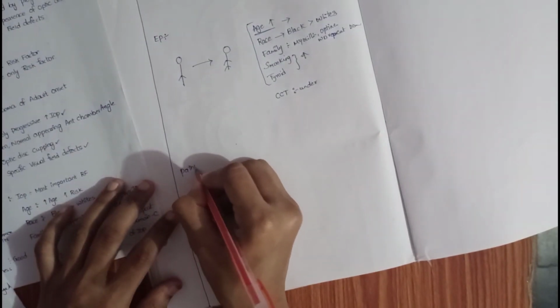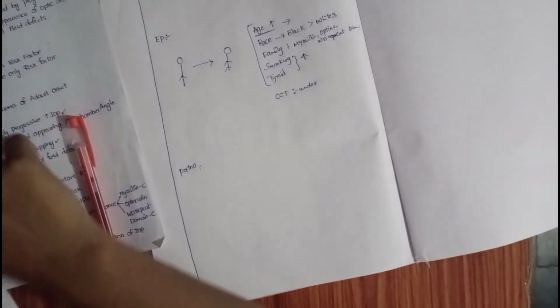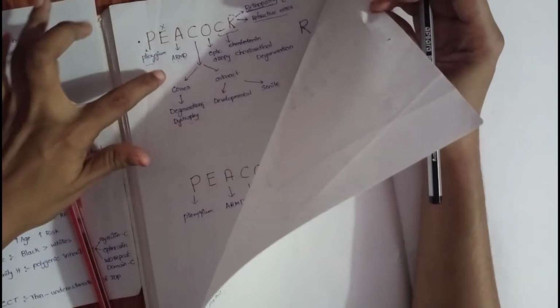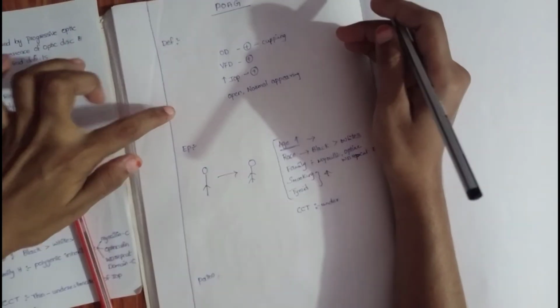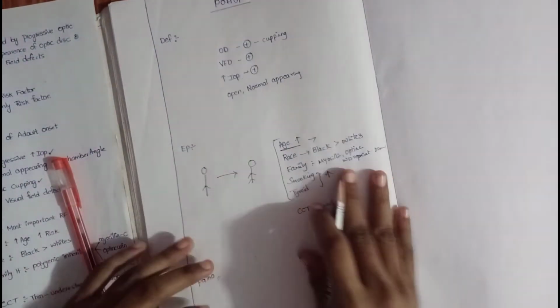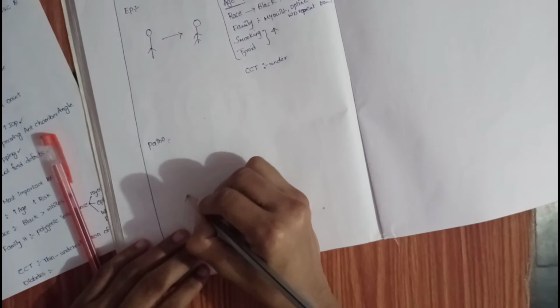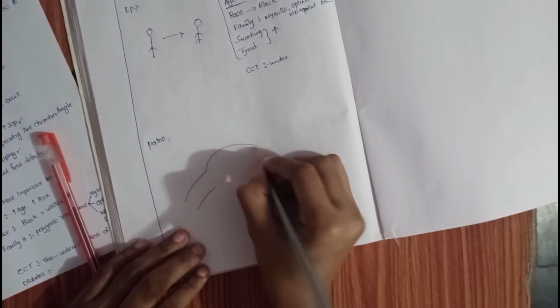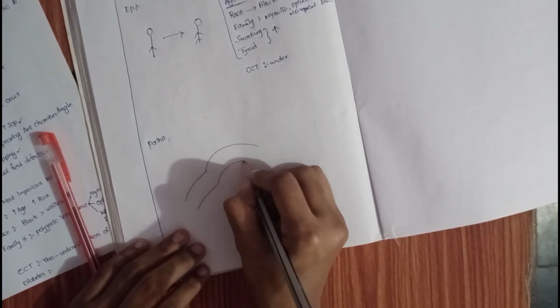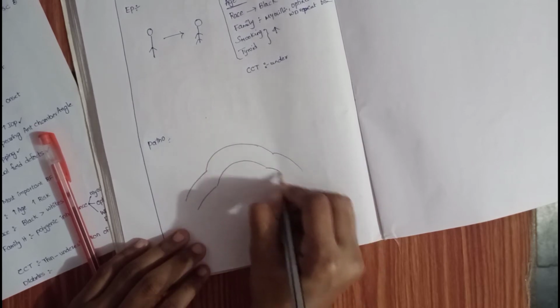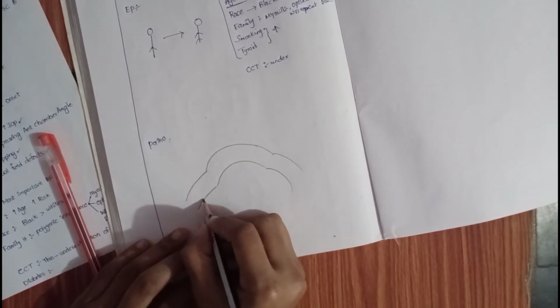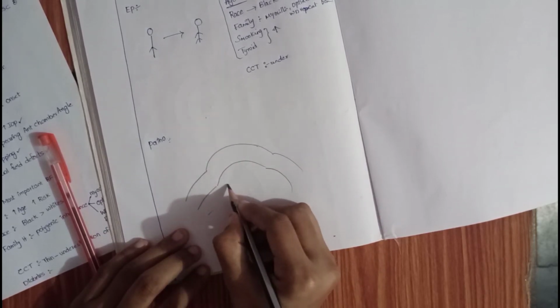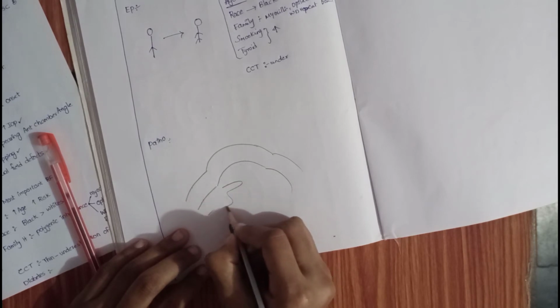What about the pathogenesis? Moving on to the pathogenesis. Let's draw some diagram. We have completed the causes of gradual painless loss of vision, definition, and etiology. In the pathogenesis, draw some diagram like this. This one is the cornea, this one is the sclera. Then draw the iris here.